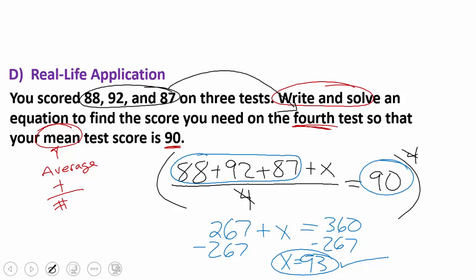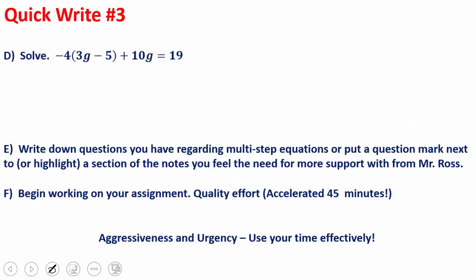Ladies and gentlemen, it is always a pleasure working with you. I know that was quick. Make sure you come into class with questions. After you finish this last quick write, part D, for quick write 3, write it down, -4 times the quantity 3g minus 5, adding 10 more g's, and it's all equal to 19. Write down questions, come to class with questions regarding what we've talked about tonight, mostly review, but questions are still great, okay? Make sure you put a question mark or you put a highlight or whatever it takes to do.